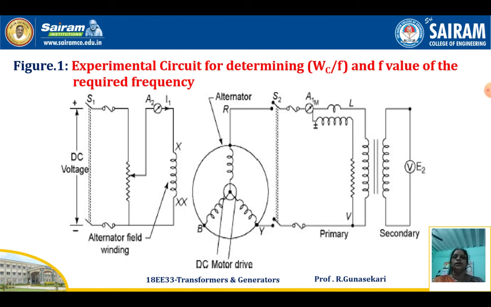Now you see figure 1. This is the experimental circuit for determining W C by F and F at the required frequency. The required frequency may be decided by us. So at any required frequency, we have to calculate or determine the W C by F and F. Okay, now you see the circuit diagram.